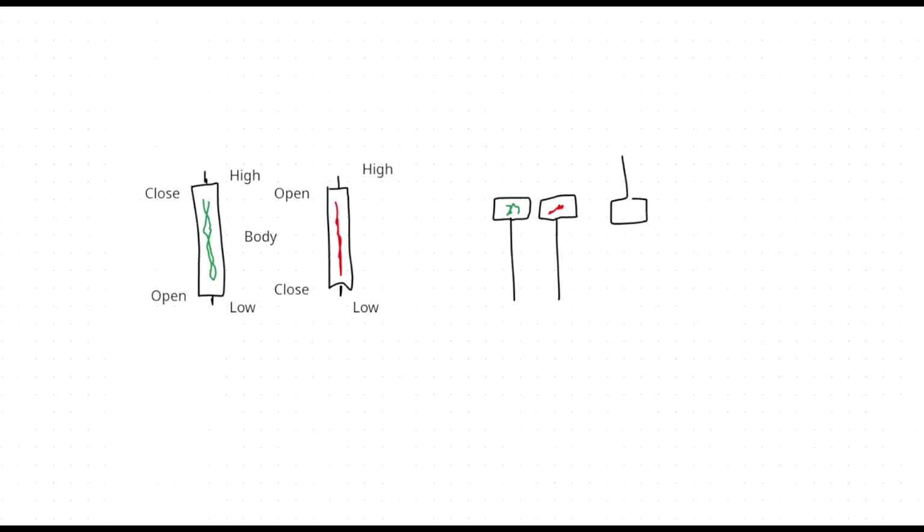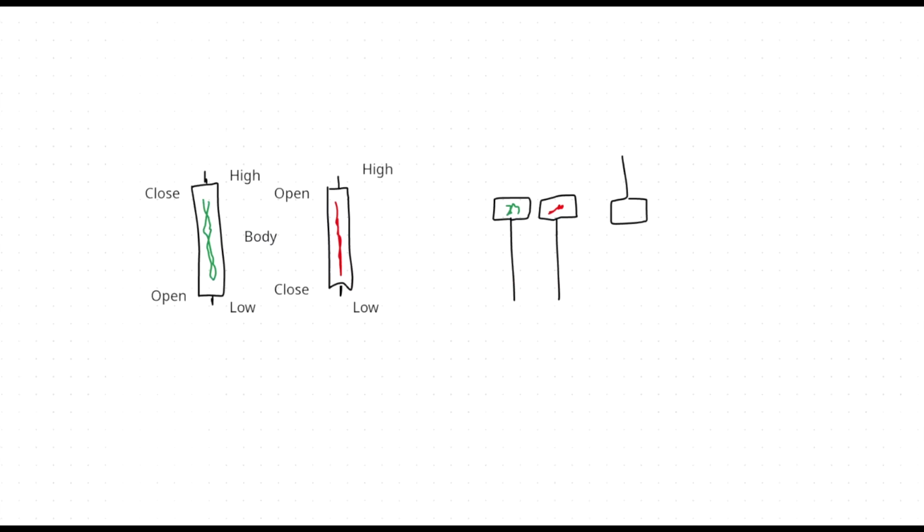Now, typically, we are told that when we see this, because there's a wick at the top of it, it means that the reversal is supposed to go in the down direction. And typically, when we see this, because there's a wick at the bottom of it, we're told that the reversal is supposed to go in the up direction. But what a lot of people don't discuss is that all of these mean the same thing, whether it is a hammer or an inverse hammer. It all just means that it's a reversal after a specific move.